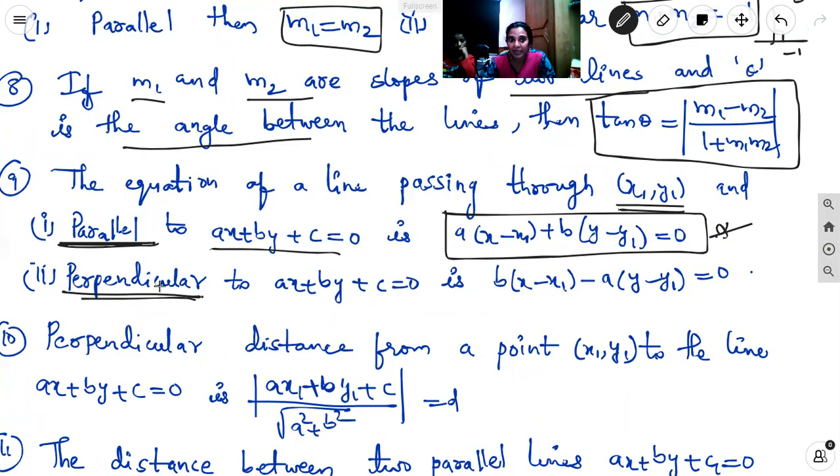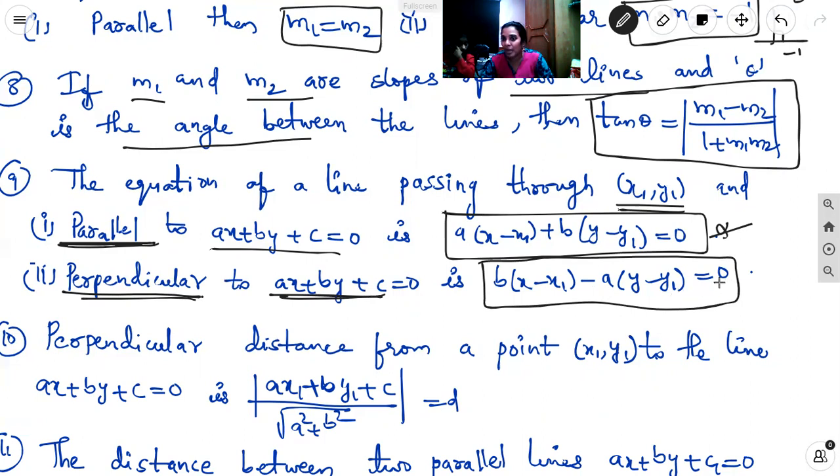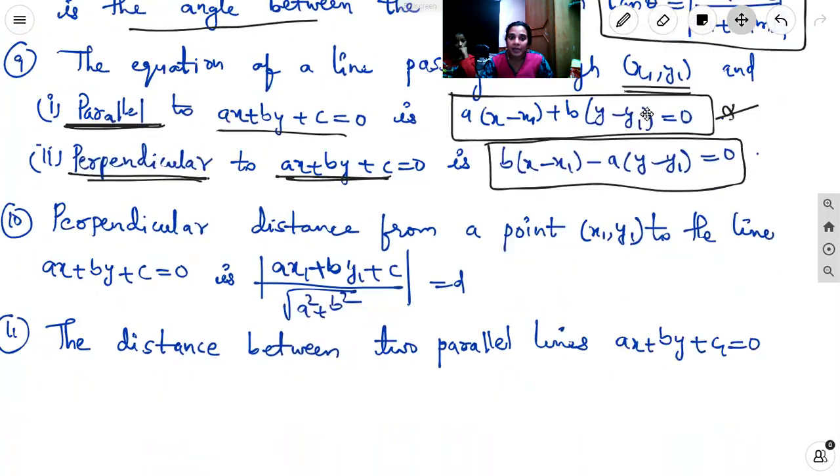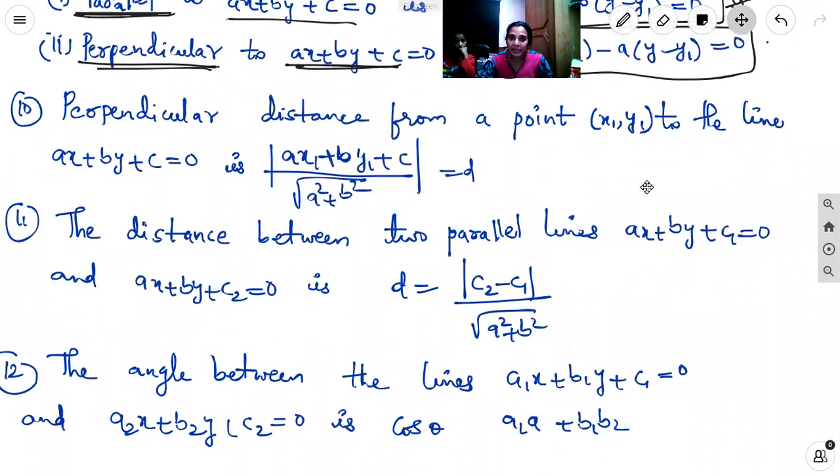For the perpendicular line, we have to find out the perpendicular line to the given line ax plus by plus c, and that line passes through (x1, y1), meaning the interchange of the coefficients: b into (x minus x1) minus a into (y minus y1) equal to 0. Parallel means slopes are equal, perpendicular means the slopes product is -1. From that relation we can take b, exchange of the coordinates with the minus.